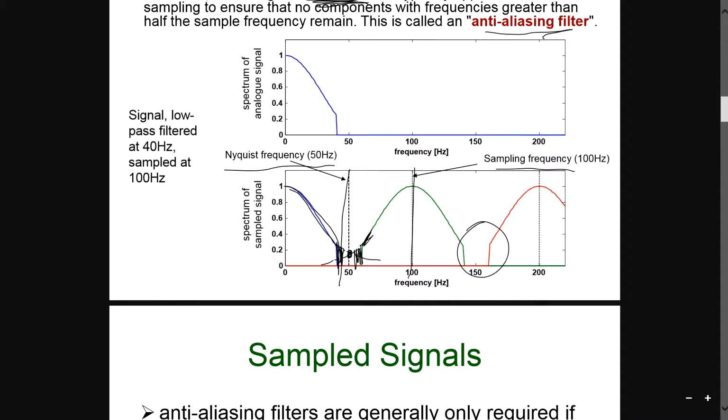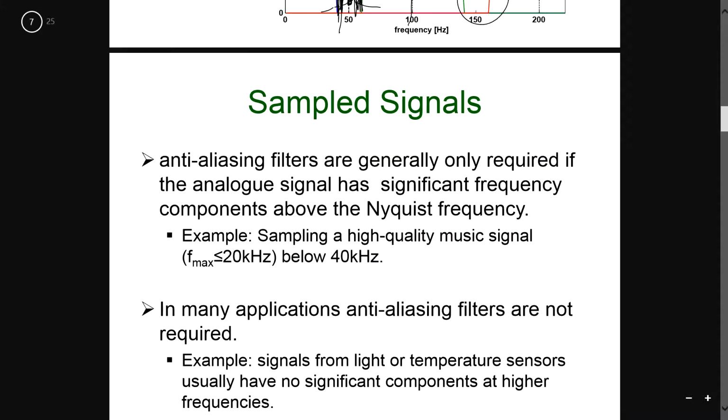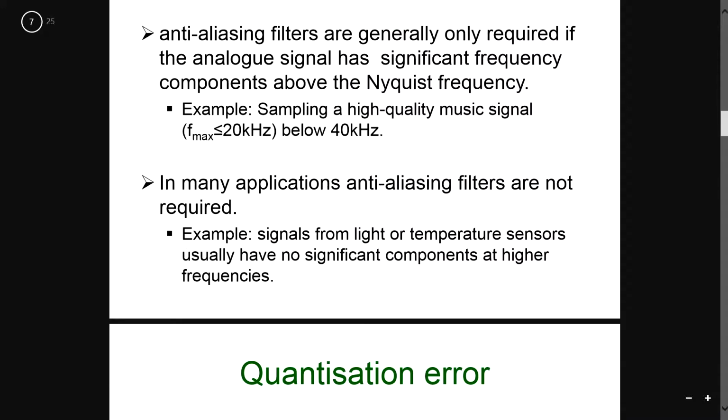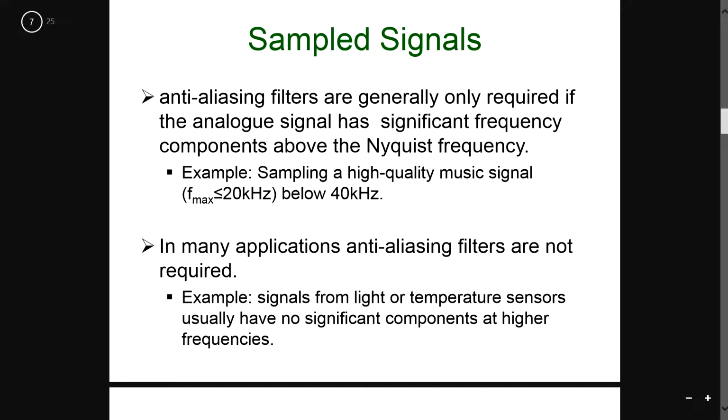I would think that the Nyquist frequency is your cutoff frequency, but I'll leave you to think about it. I don't think it's useful for us. In many applications, the low pass filter or anti-aliasing filter is not required, because signals from your light and temperature sensors usually have no significant components at higher frequencies.